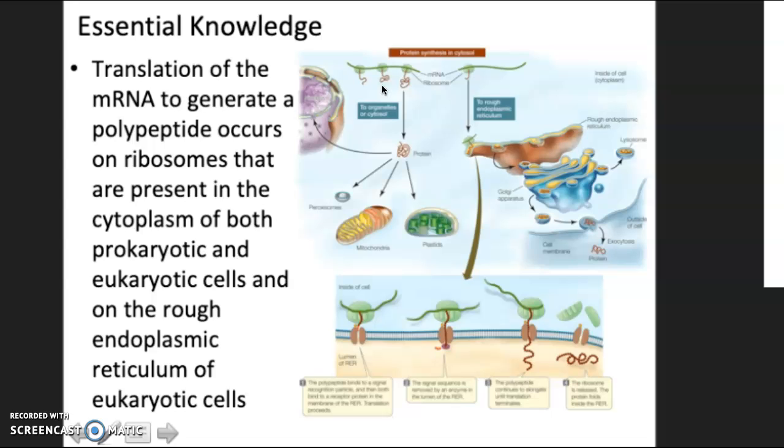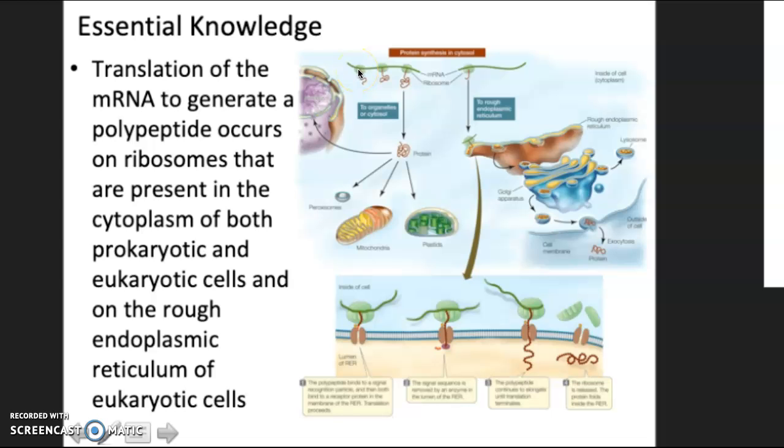So if you think back to the unit on cells, you might remember that ribosomes can be free and floating in the cytoplasm, or they can be attached to the rough ER. These little green circles represent ribosomes. And these little green circles here also represent ribosomes. So the first piece of essential knowledge for translation is that the free-floating ribosomes and the ribosomes attached to the rough ER both perform translation.